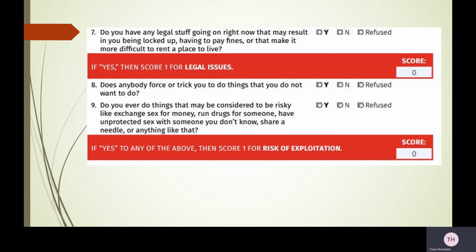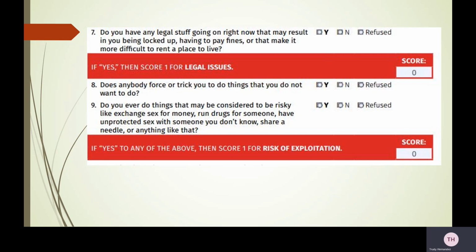Questions 8 and 9 are risk of exploitation. For some reason, there's been a lot of folks who think that these questions are only for the female participants in their programs. Please note, unless it explicitly says for females only, you should be asking every question to every person. So does anybody force or trick you to do things that you do not want to do?